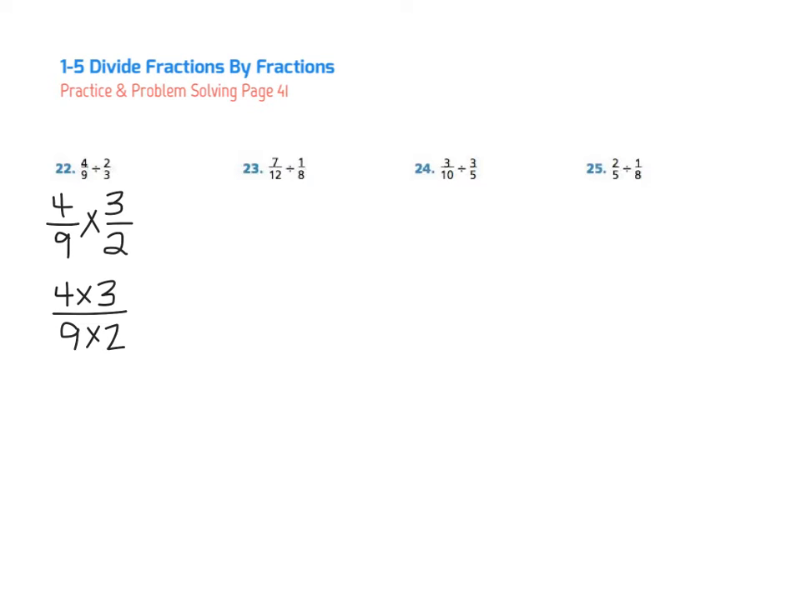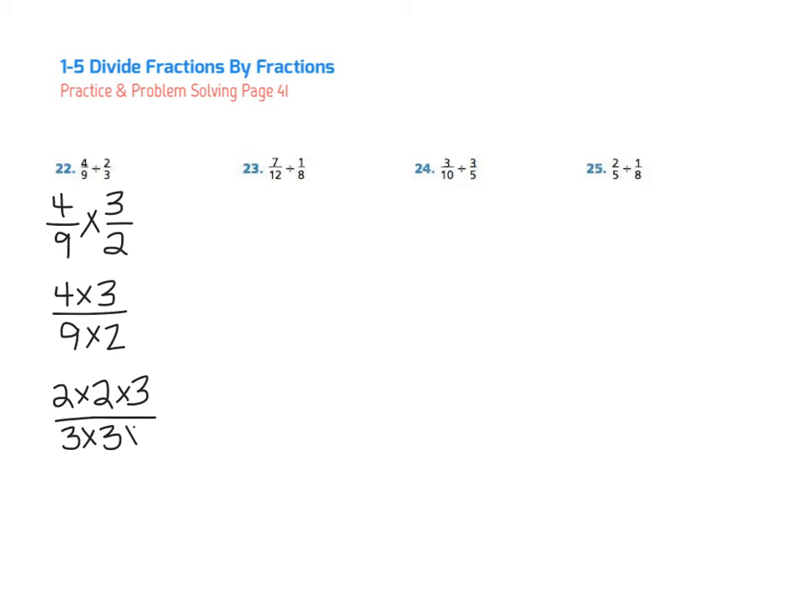Once again, I want to check and see if I have any common factors. Well, I have a 4 on top, which has a factor of 2 in it. So I could rewrite 4 as 2 times 2. Don't forget your 3, that's a prime number. So instead of 4 times 3, I have 2 times 2 times 3. In my denominator, I had that 9. You know what? It's a multiple of 3. So instead, let's write 9 as 3 times 3.